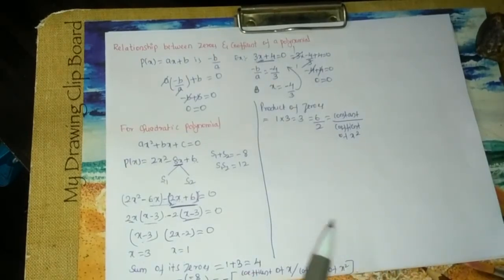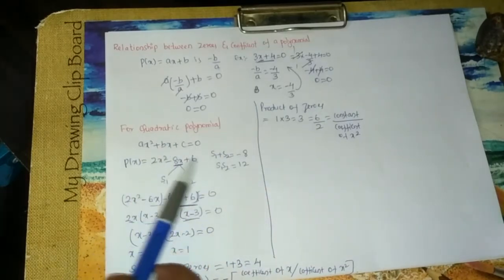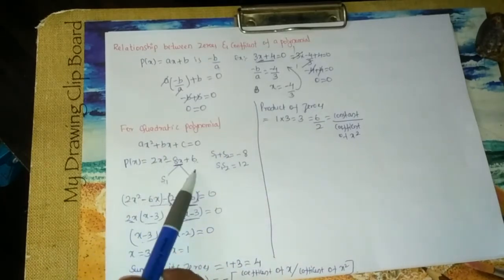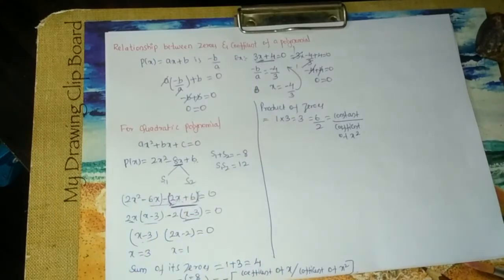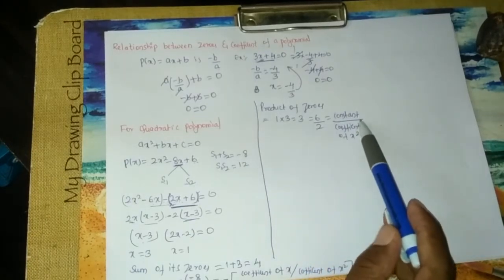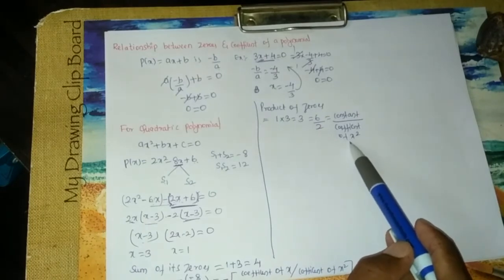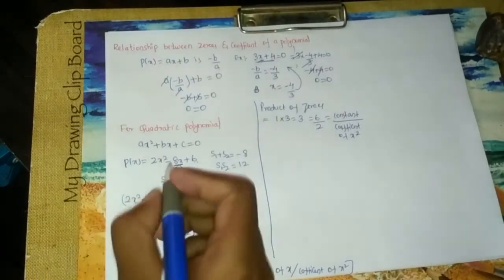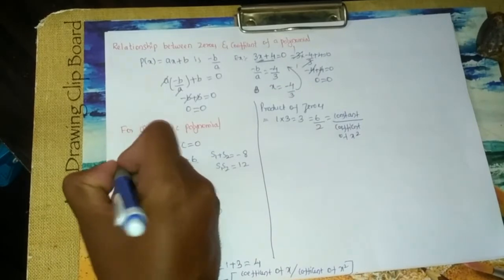So here what I am trying to arrive at is the formula. For the zeros of the given quadratic polynomial, the sum of its zeros will be minus coefficient of x upon coefficient of x square, and the product of zeros will be constant term upon coefficient of x square. Let us understand the same thing with one more example.